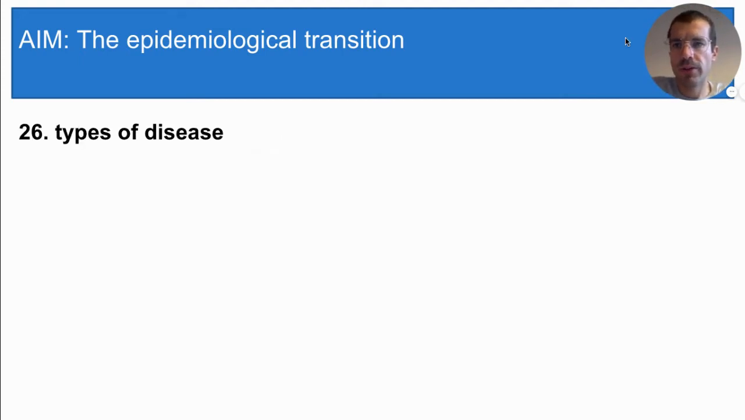Today we are going to be looking at some different types of diseases and how the prevalence of those different types changes as a country develops. Let's start by looking at some different ways of classifying disease.